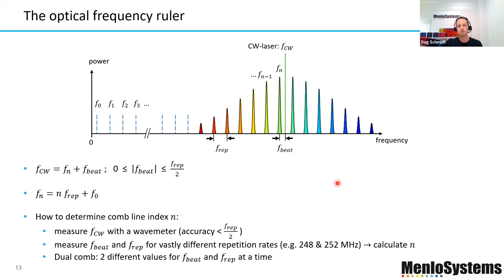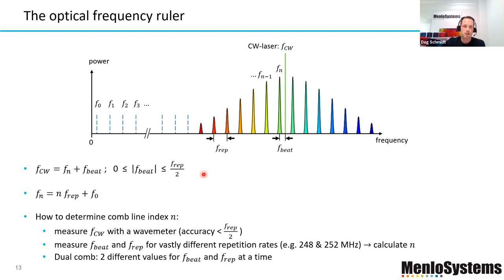So if you want to measure the frequency of a CW laser with a comb, what you do, well, you simply measure a beat signal between the comb and the CW laser. And we have all the modes here from f0 up to fn. And then from the picture, you can directly see the frequency of the CW laser is given by fn plus f beat. And from the picture, you can also see that the absolute value of the beat signal can only be in between zero, if it's directly on a comb mode, and half of the repetition rate. Because if it's further away, you measure the beat signal to the next comb mode.